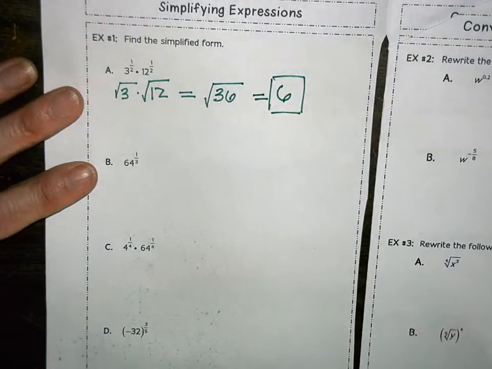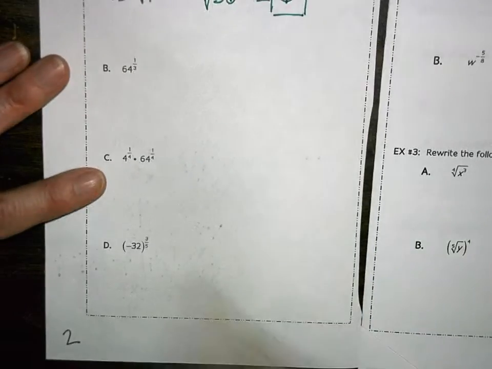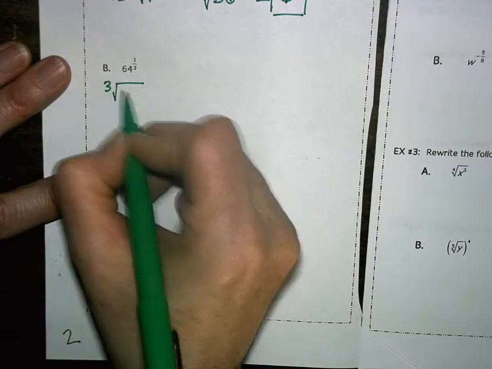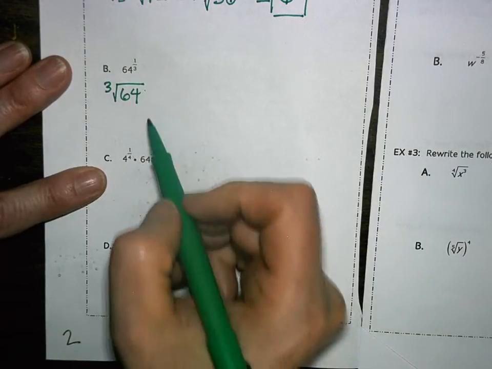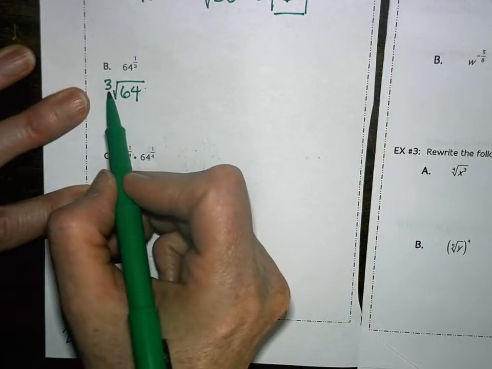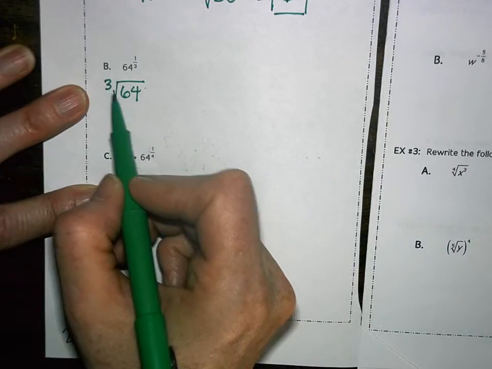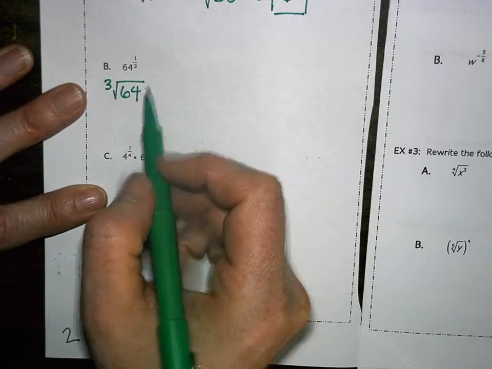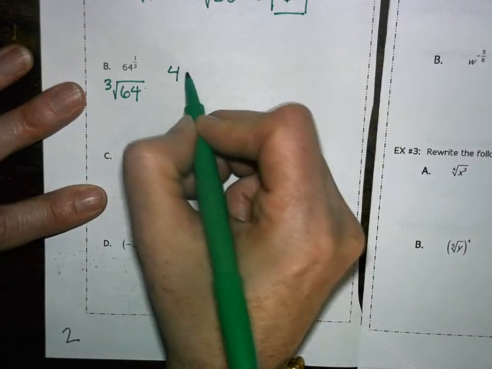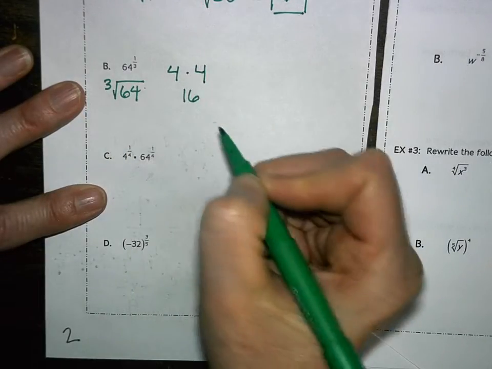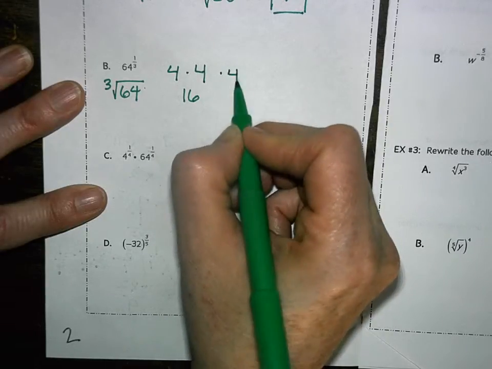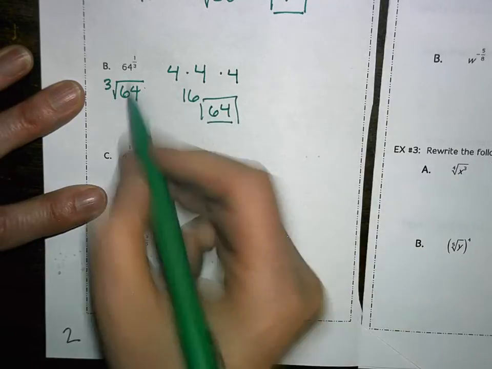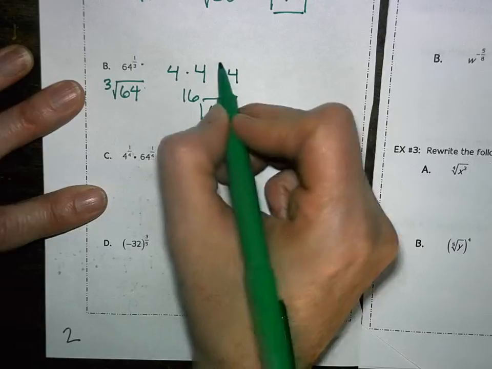Okay, so each problem is individual. 63 to the 1/3. Okay, I can rewrite it if I wish as 64 to the 1/3. And it's asking me what number multiplied by itself 3 times is equal to 64. So I say to myself, 4 times 4 is 16. 16 times 4 gives me 64. Therefore, the answer to this is 4.